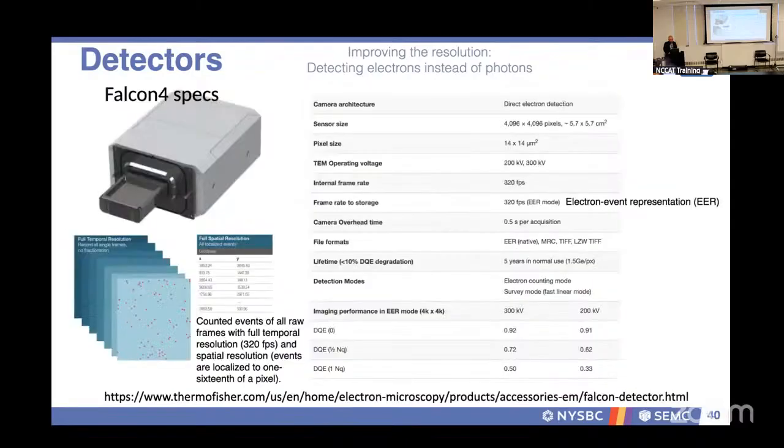The other type of camera that you might notice by TFS is the Falcon. The Falcon has a little bit of a larger pixel. The K3 tends to have pixels on the order of 5 microns. Falcon is on the order of 14 microns. And something that is a little bit different would be it uses what's known as electron event representation.